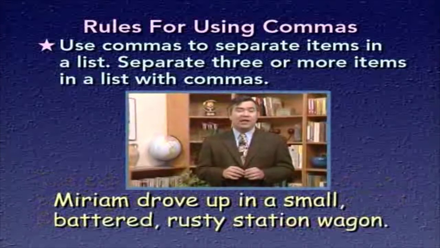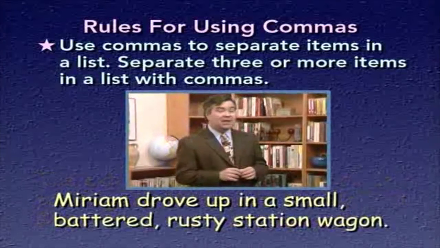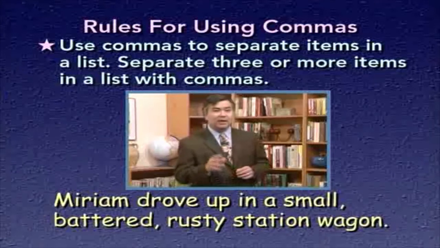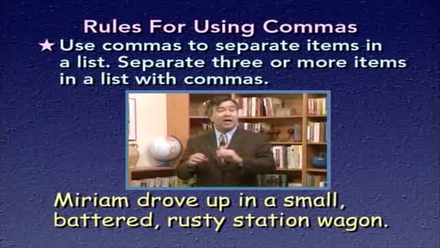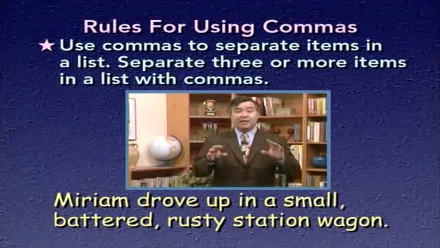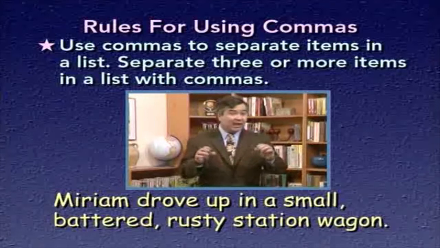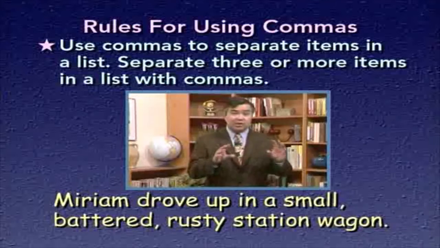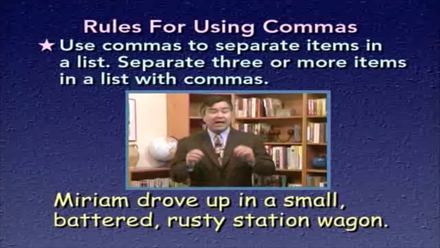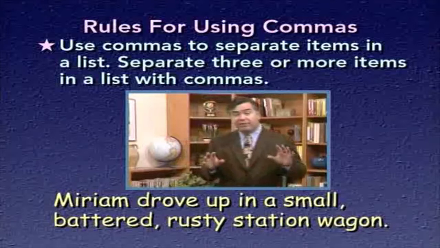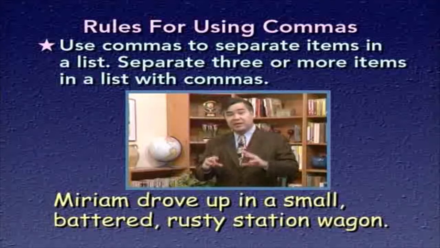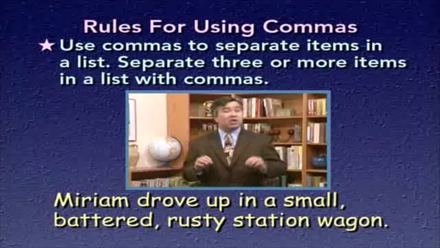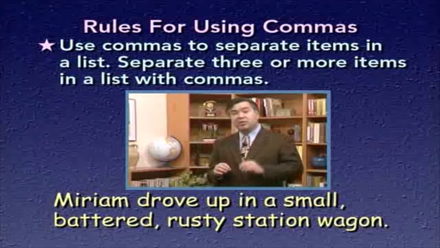Miriam drove up in a small, battered, rusty station wagon. Here we have a sentence that strings together a list of several adjectives, all describing the noun station wagon. What kind of station wagon was it? It was a small one, and a battered one, and a rusty one. So here we have three adjectives in a row, all added to describe a particular noun. Again, it's much clearer if you insert commas between the adjectives.